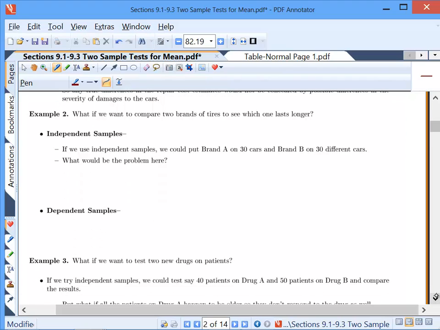So for another example, what if we wanted to compare two brands of tires to see which one lasts longer? So if we use independent samples, we could put brand A on 30 cars and brand B on 30 cars. But what could be the problem here? What are some possible sources of bias that might crop up? Different drivers, different driving styles. What else could be different?